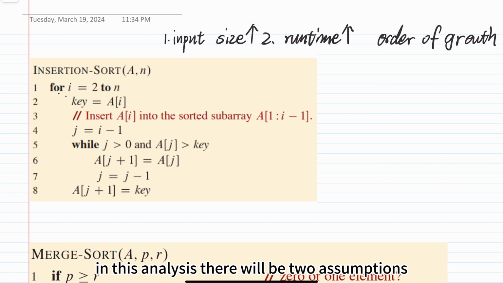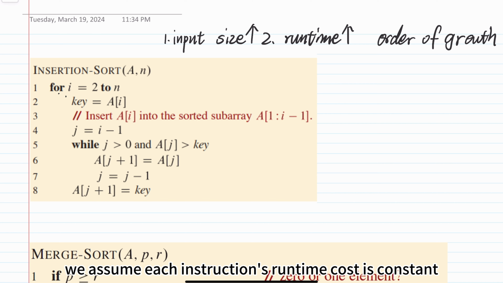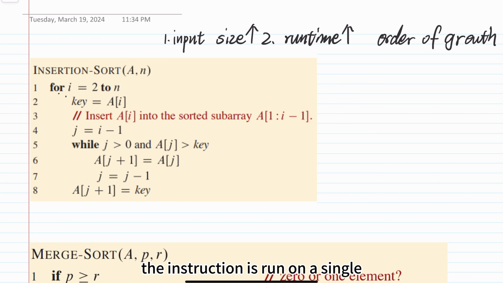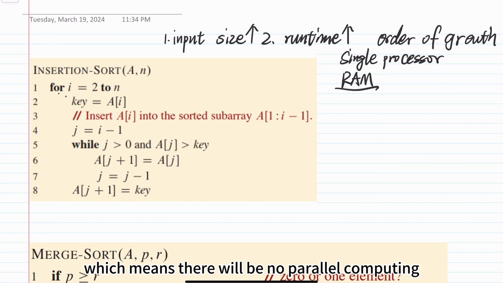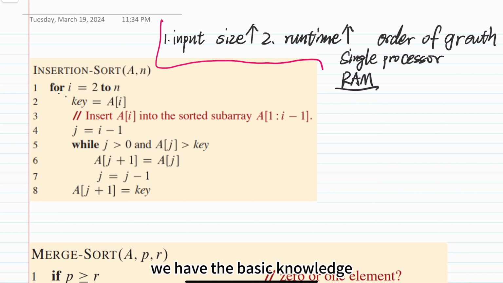In this analysis, there will be two assumptions. We assume each instruction's runtime cost is constant. The instructions are run on a single processor using the RAM model. This is the random access model, which means there is no parallel computing. So we have the basic knowledge.